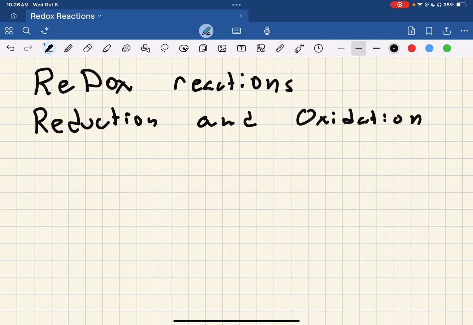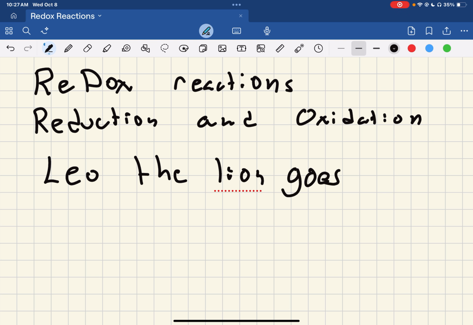All right. So when we first start off this lesson, the first thing I want to teach you guys is this little saying. People have been saying it forever. It's the way I learned it, and now I'm going to teach you guys this too. This little phrase goes, Leo the lion goes GER. Oh, that's supposed to be an E, my mistake, G-E-R. I want us to focus specifically on this LEO and on this GER.